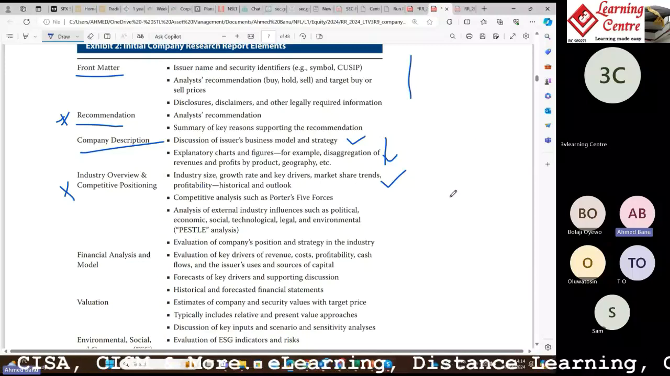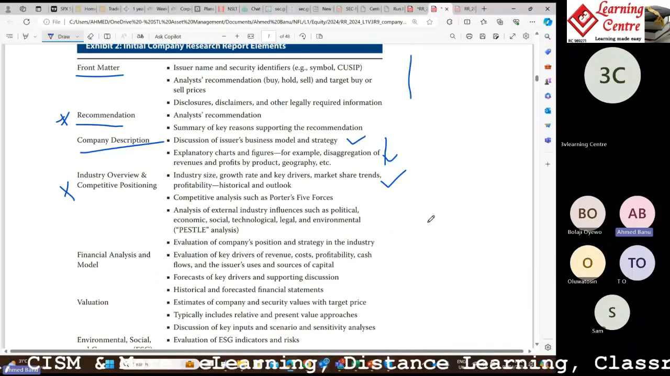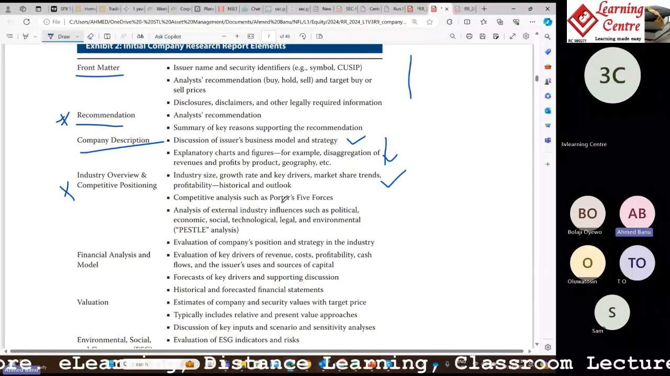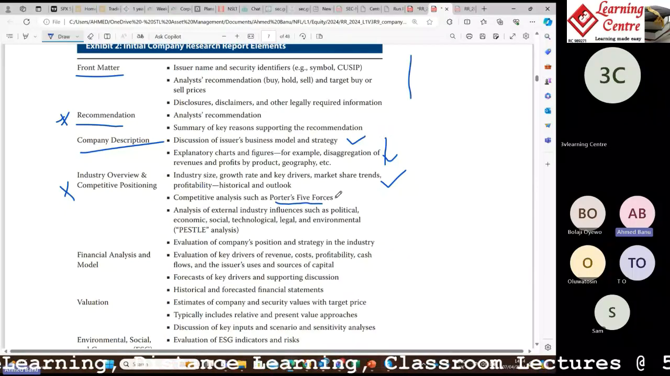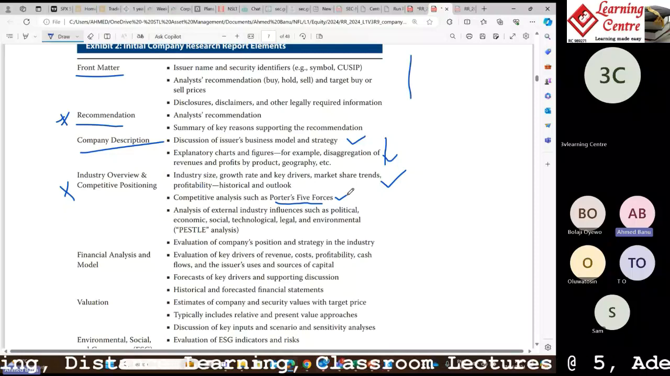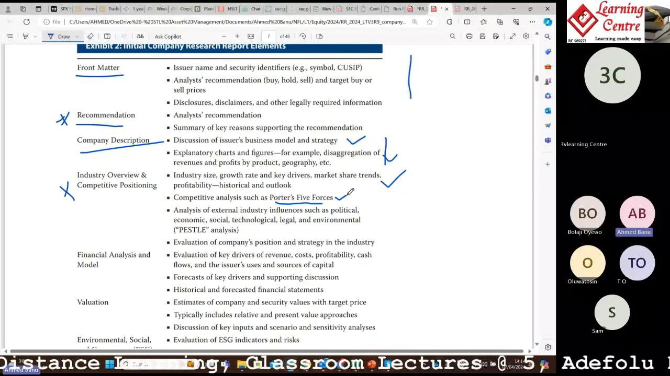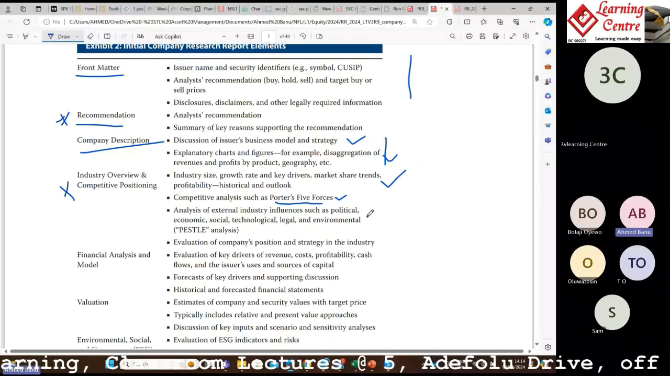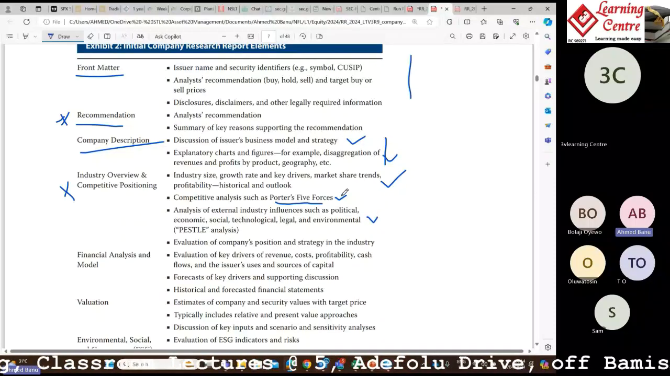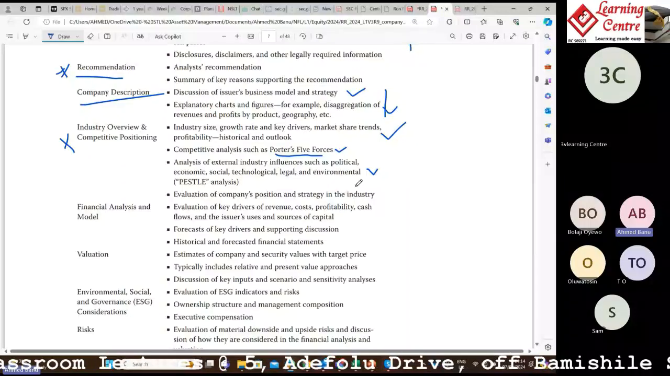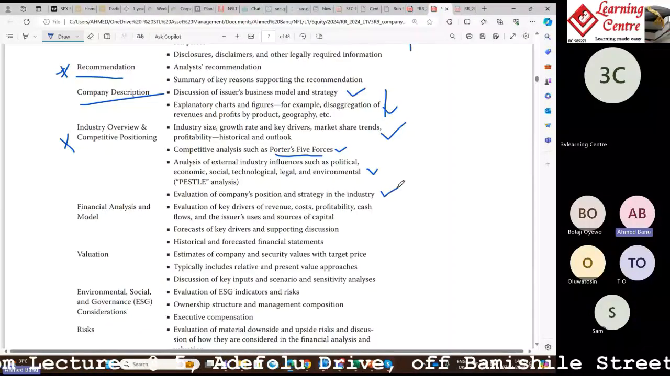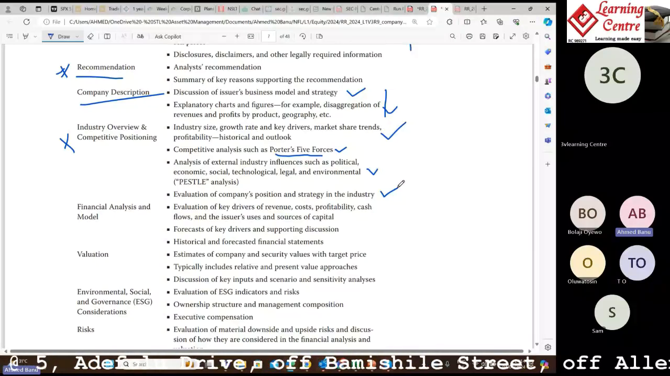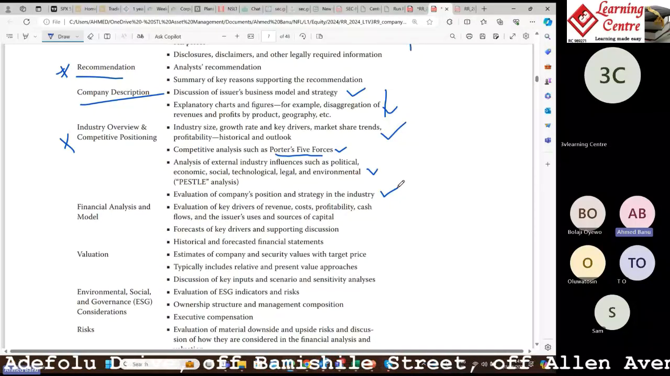So what industry is the company in? What is the industry size? What is its growth rate? Are there any market share trends? Then what is Porter's Five Forces? What is the competitive analysis in terms of its peers? Then analysis of external industry influencers, where you use your PESTEL. Then evaluation of the company's position and strategy. Does it have a competitive advantage? Is it a market leader? Is it a laggard? And all that.